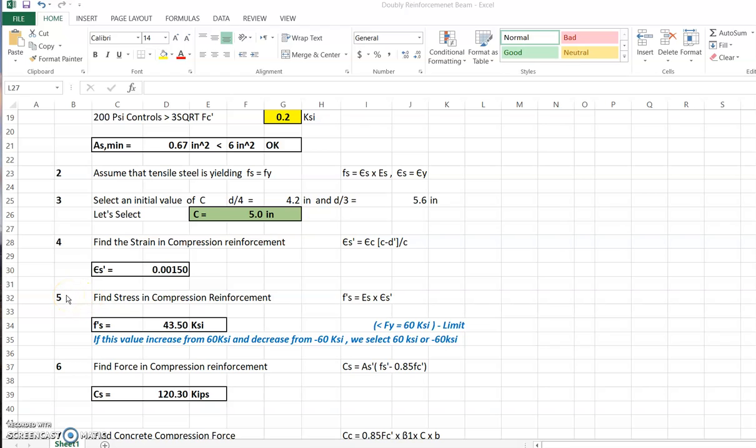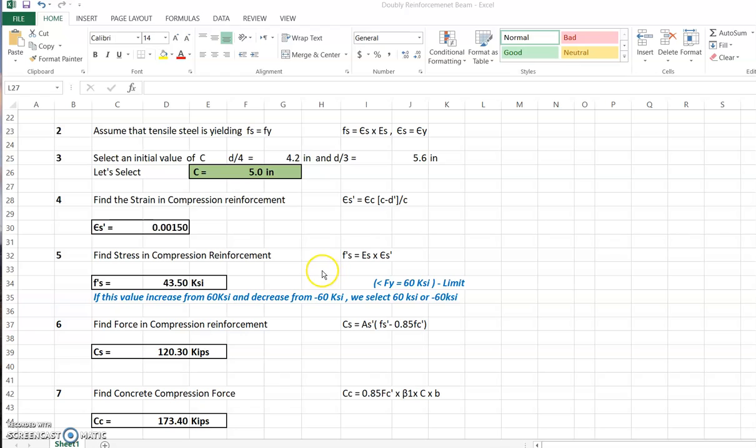Step number 5, find stress in compression reinforcement. So we find the stress: Fs prime is equal to Es multiplied by epsilon S prime. Es is the modulus of elasticity, 29,000 psi. We have it here. So after plugging in all those numbers, we get Fs prime equal to 43.5 psi. Just make sure that it should not exceed Fy, or 60 psi. That's the limit. If the value increases above 60 psi or decreases below minus 60 psi, we select 60 psi or minus 60 psi. So we have to change it if it is above 60 or below minus 60 psi. We have to write 60 over here.